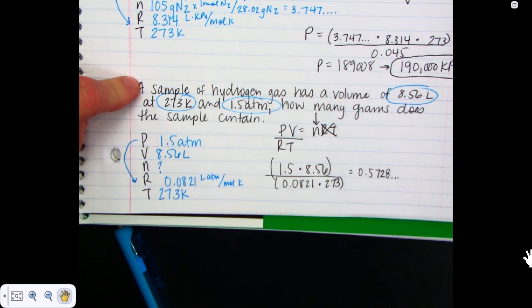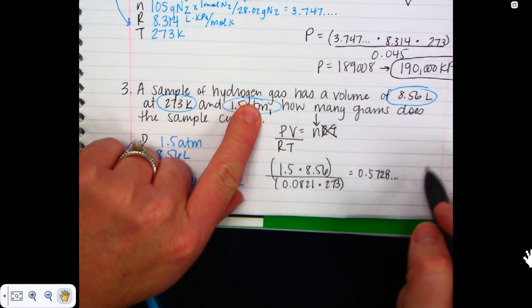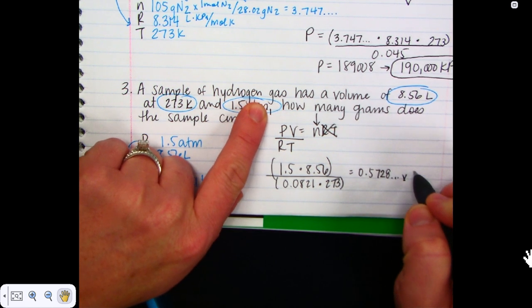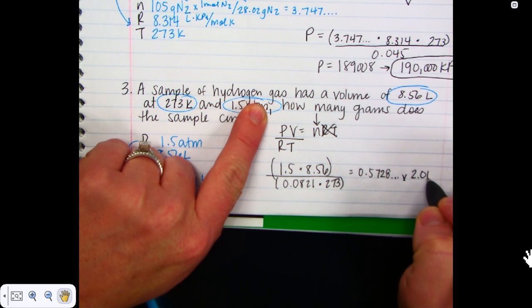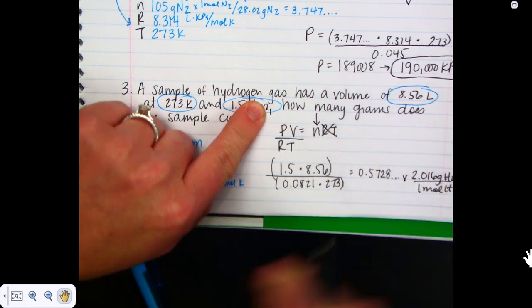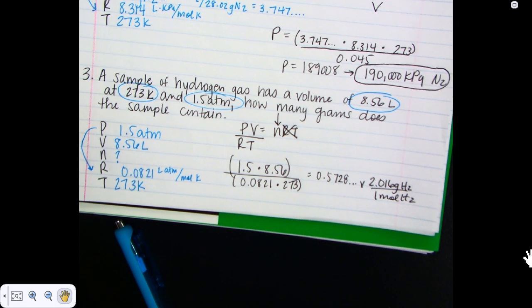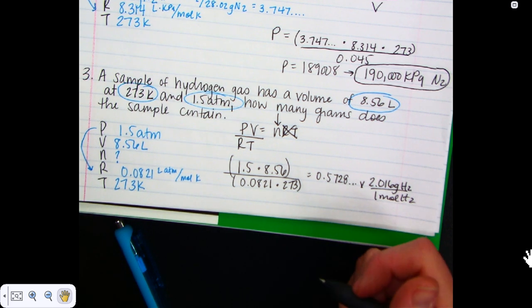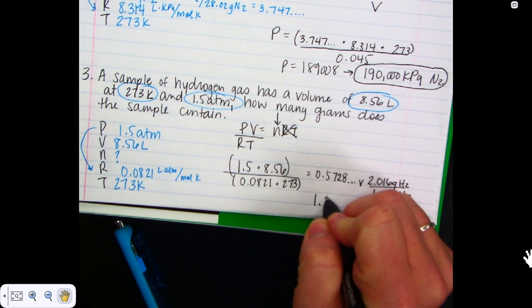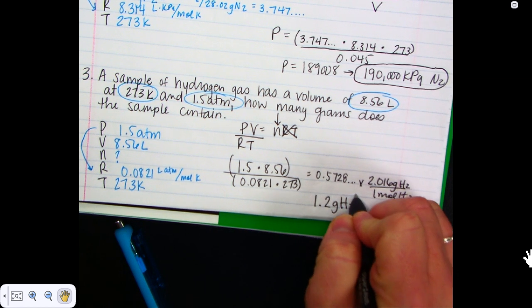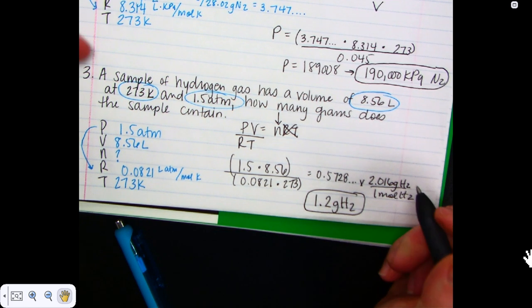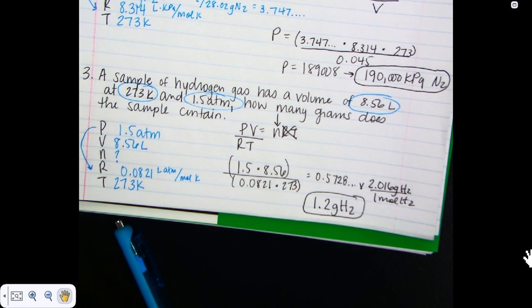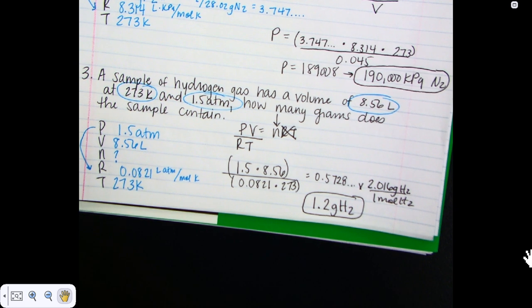But I want it in grams. And so this is hydrogen gas. So I'm going to convert these moles to grams by multiplying by the molar mass. 2.016 grams H2 over 1 mole H2. And so when I multiply that by 2.016, it gives me 1.154, and to 2 sig figs that's going to be 1.2 grams H2. So even though grams don't appear in my formula, I know moles do. And if I can get moles, I can get grams.